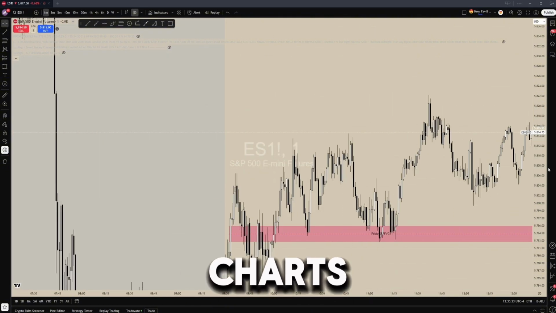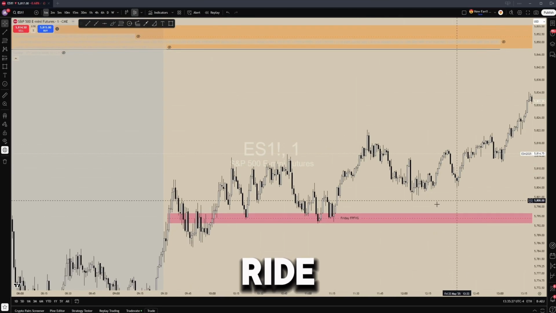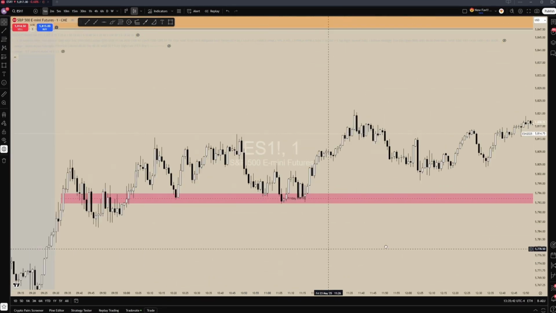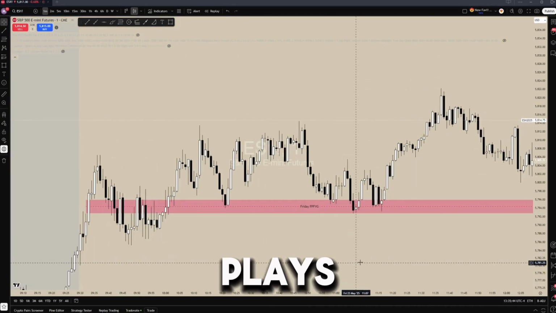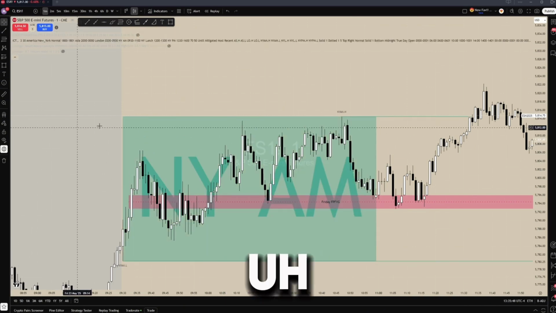Add these to your charts. Keep them on there, minimum for the week, so you can see them ride. Boom. Money making machine. Now you may be asking, how do I use this? What am I supposed to do? Just blindly take plays off of it? Well, no. Let's add in this ICT kill zones indicator.